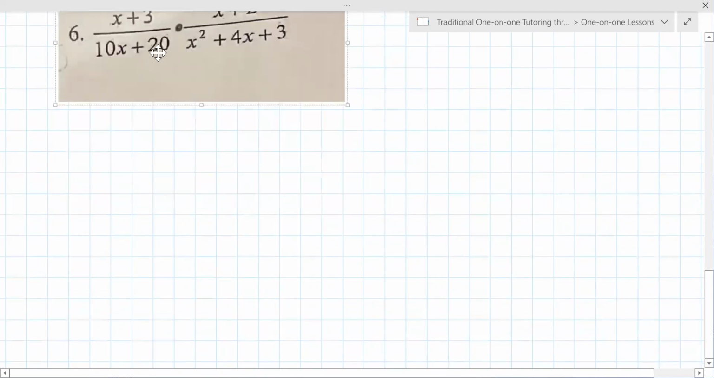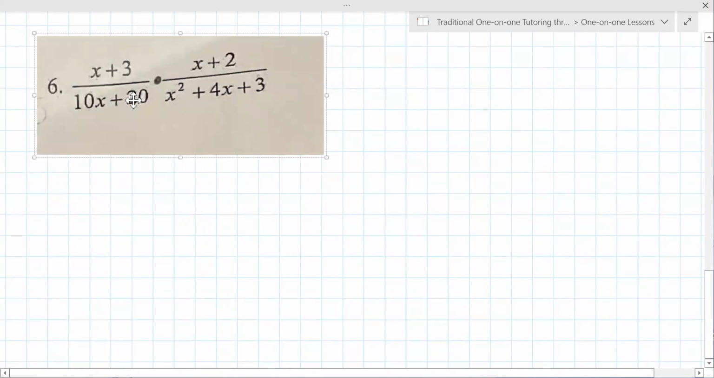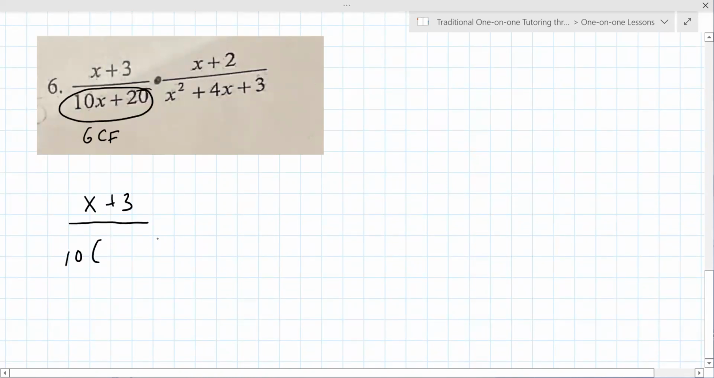All right, so the new problem here. This one on the lower left has a greatest common factor. What is that greatest common factor? 10. 10, yeah. And what goes inside parentheses? X plus 2. Perfect. Now you should be on the lookout for ones that might cancel with it.